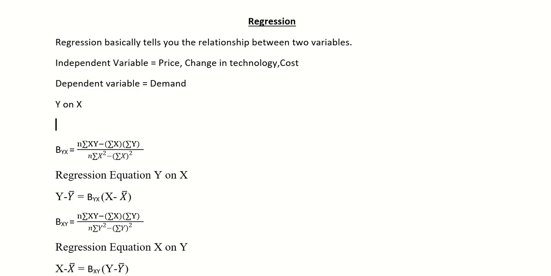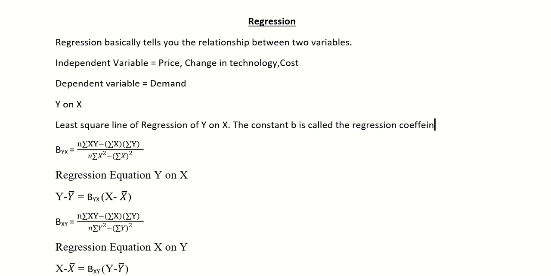So we call it the least square line of regression of y on x, right? So here the constant b is called the regression coefficient of y on x.